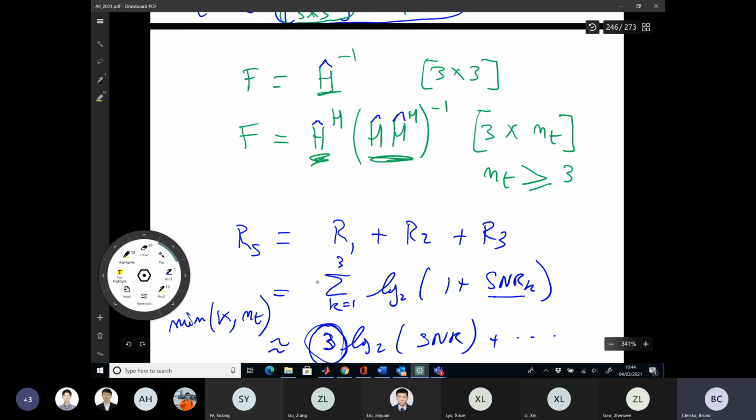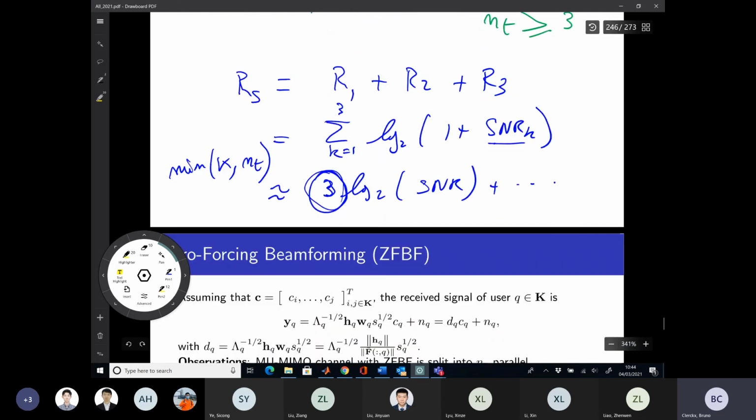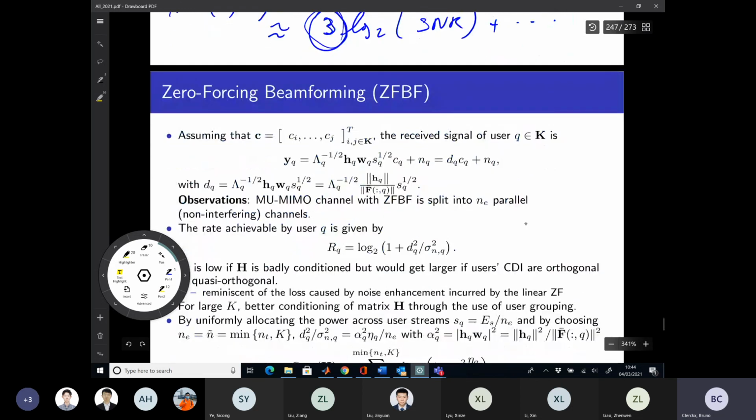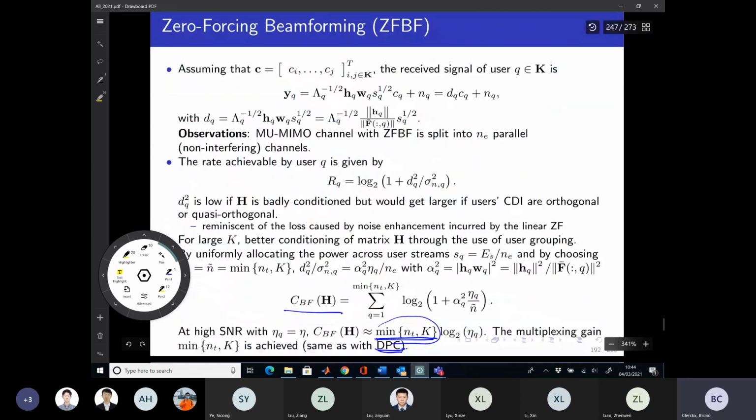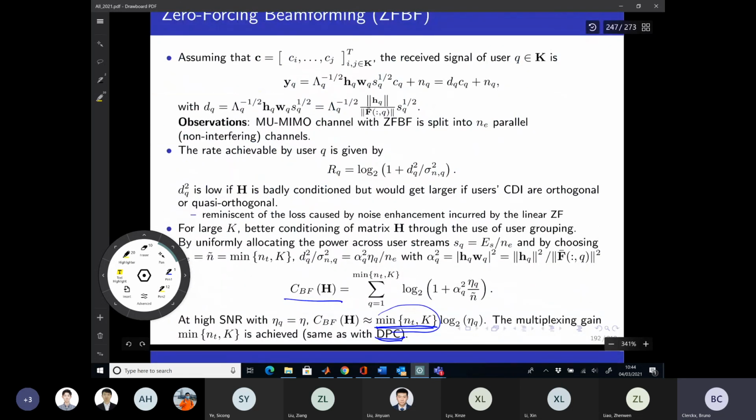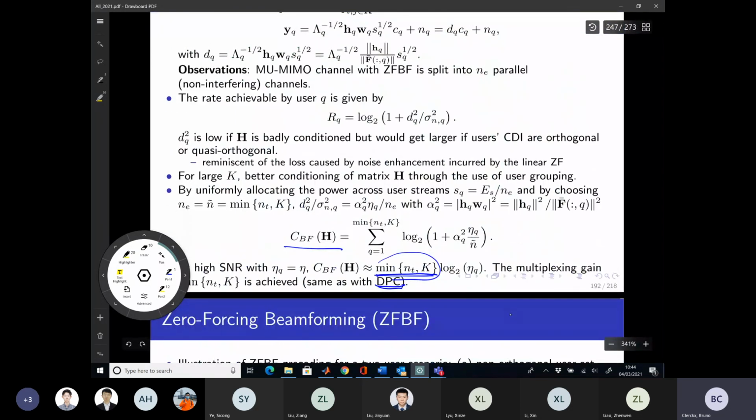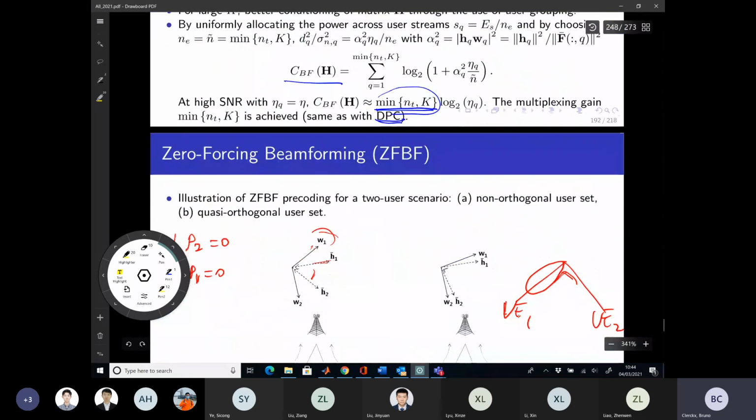subject to some power constraint. This is actually exactly the same problem as the point-to-point MIMO, and so you could do water filling. In the simulation I showed you, very often I use uniform power allocation, but it's not the only way of doing it. You could design the power allocation using water filling.